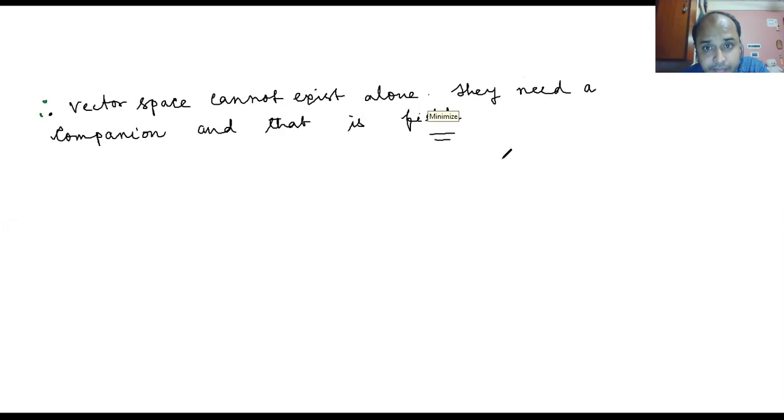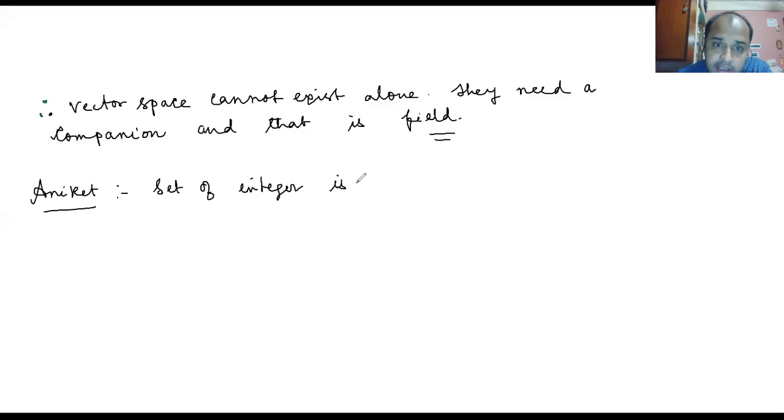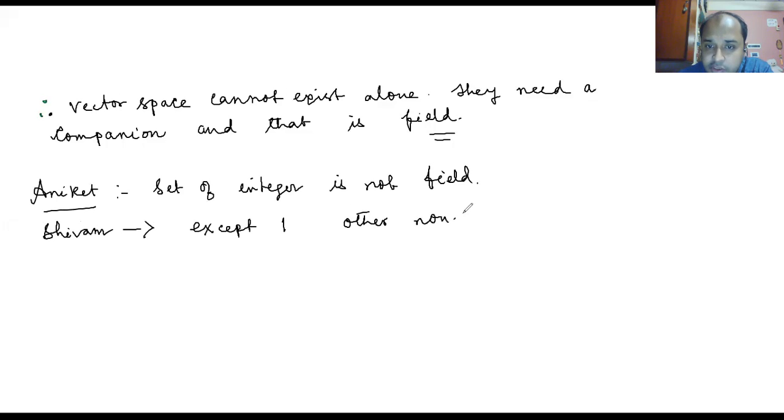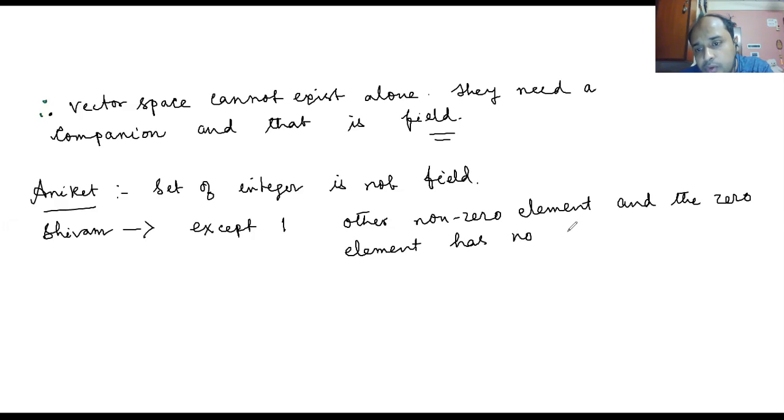Aniket actually wrote that the set of integers is not a field. Shivam correctly replied that, yes, it is true because except one, the other non-zero elements, as well as the zero element, have no reciprocal, according to the child, or according to an adult, a multiplicative inverse.